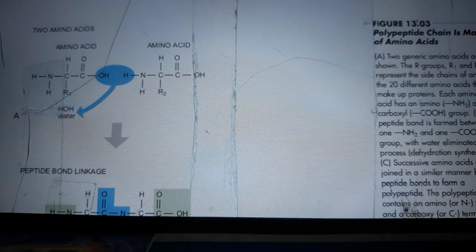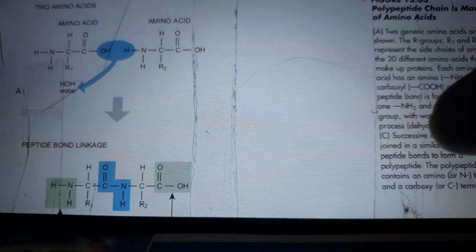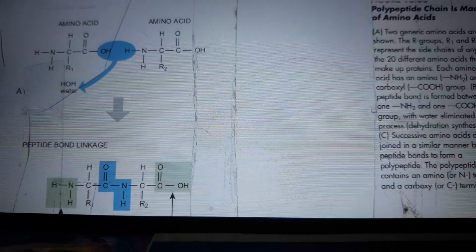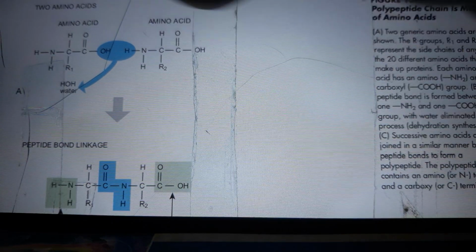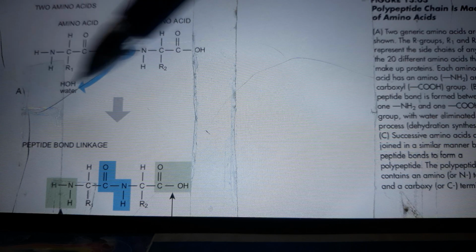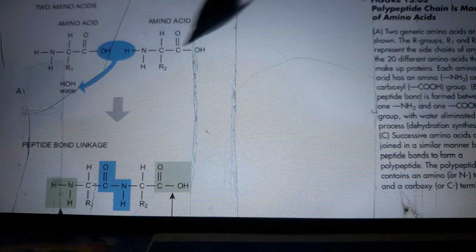So starting from here, the two generic amino acids are shown. The R groups R1 and R2 here represent the side chains of any of the two different amino acids of the 20 different amino acids that make up proteins. Okay, we look at R1 here and the R2 here, right?